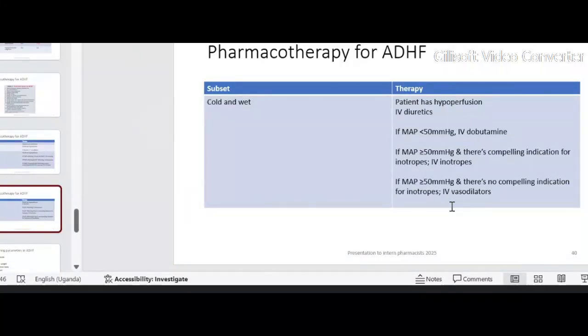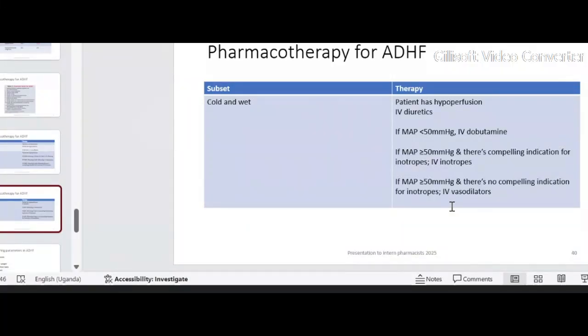I'm saying MAP, but I'm hoping you know what MAP is. MAP is mean arterial pressure. The calculation is very clear. Systolic blood pressure plus 2 times diastolic blood pressure, divided by 3, gives you MAP. And we always target a MAP of 65 and above. MAP of 65 and above.